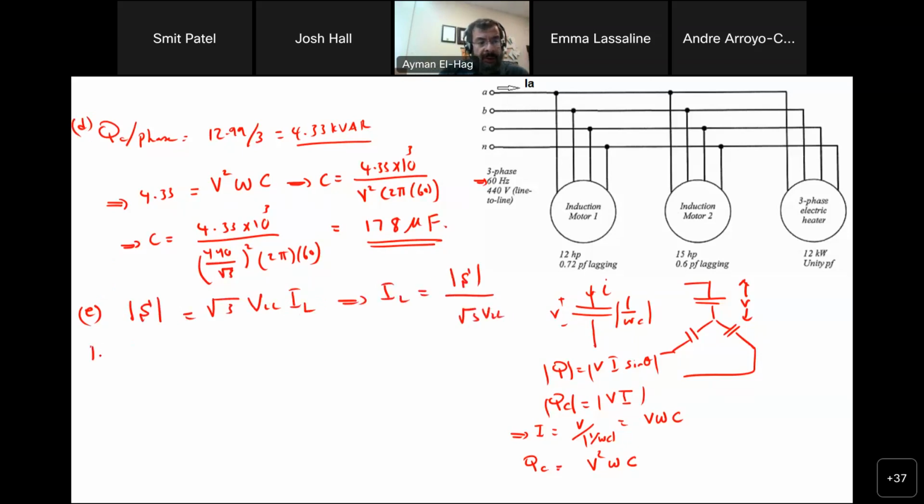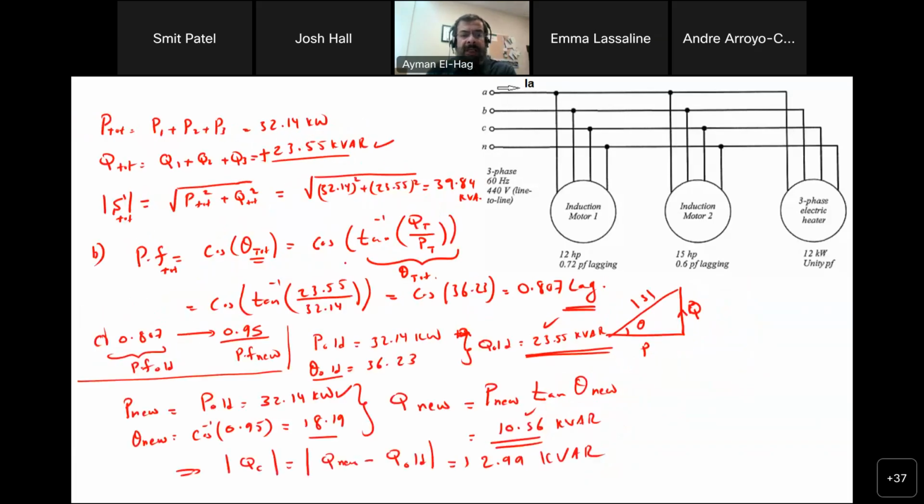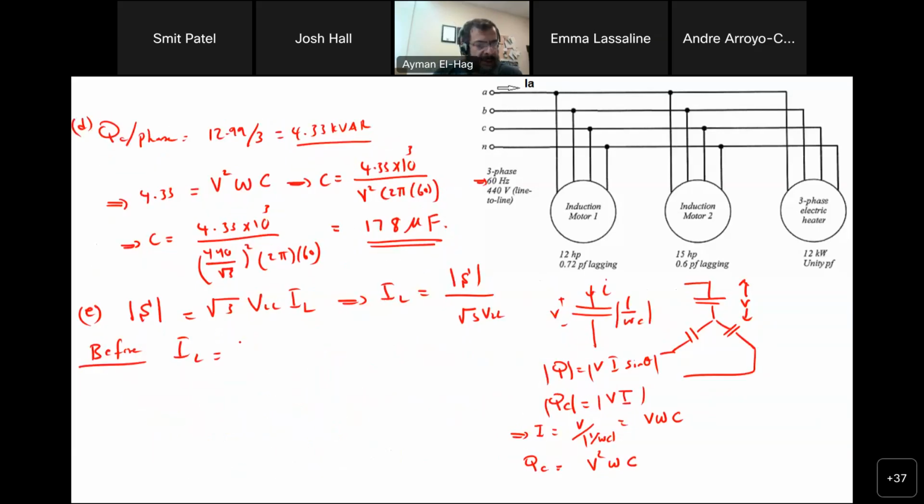Now, before I add the capacitor, that I line will equal S. I already calculated S before, 39.84 kVA. So this is equal to 39.84 times 10 to the power of 3, divided by √3, and the line to line voltage is 440, and this gives me 52.28 amps. So this is the current that is coming from the source and feeding all these three loads.